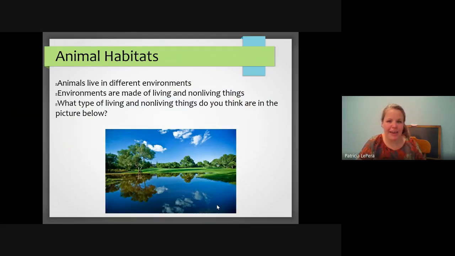Environments are made of living and non-living things. So what types of living and non-living things do you think are in this picture below? This would be one good habitat for something like a bird or maybe a little duck. So within this picture, I can see grass, that would be living, a tree, definitely living. But then water. Water is non-living. But without water, a fish would not be able to live. So even in this one habitat, there are many different living and non-living things that an animal needs.